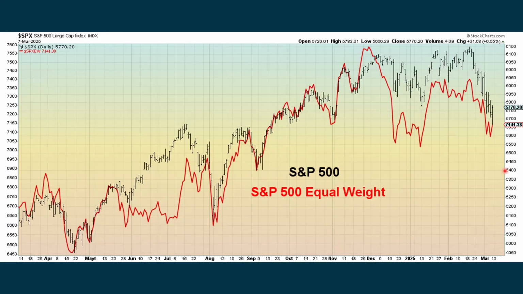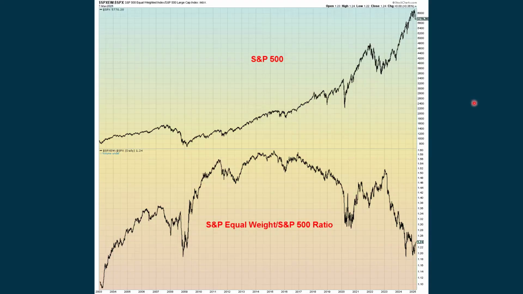Then some other indexes. This is the weighted version of the S&P 500. That's the regular index. And then we compare it to an equal weight version. That's the red line here. And when the red line's underneath the bar chart, that means that the equal weight version is underperforming. We would like to see these two right on top of each other. Then we look at a ratio between the equal weight and the S&P 500.